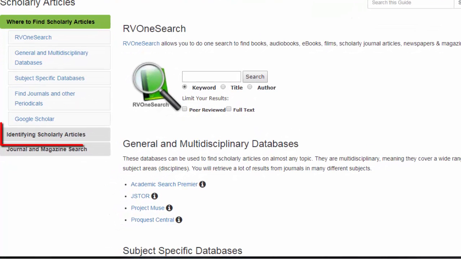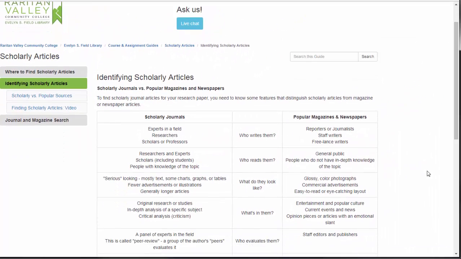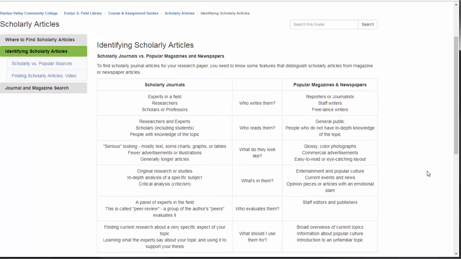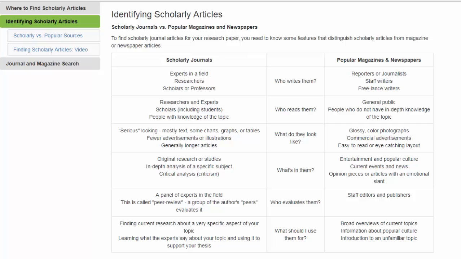If you click on Identifying Scholarly Articles, you will see a table that breaks down specific characteristics of traditional publications. It is essentially a who, what, and why list. You should take some time and either pause this video to look at this table more in depth, or check it out after you finish this video.